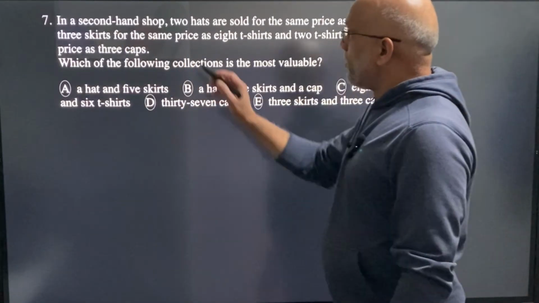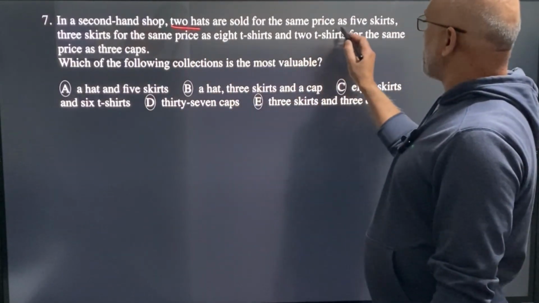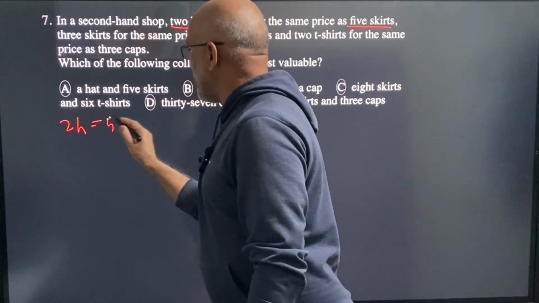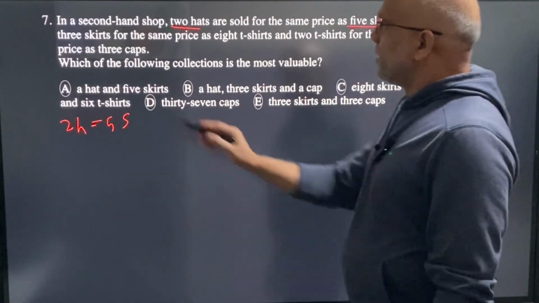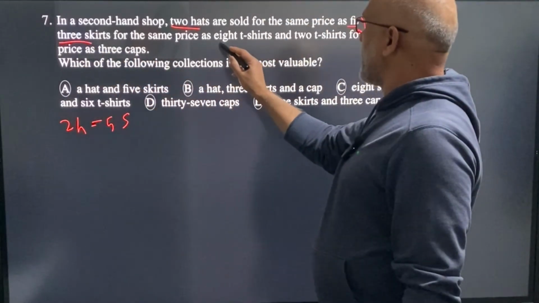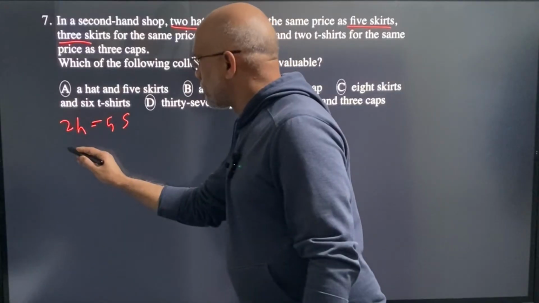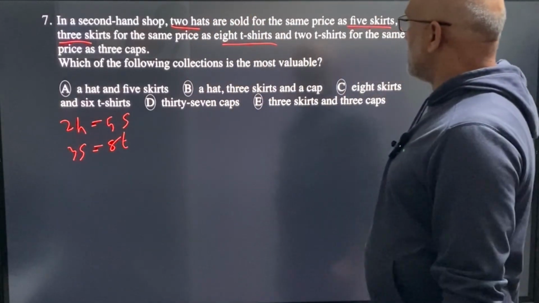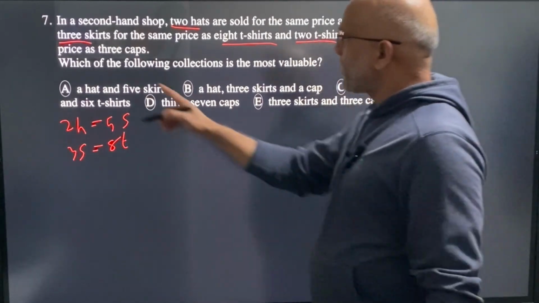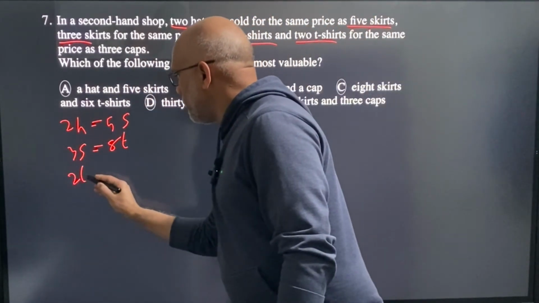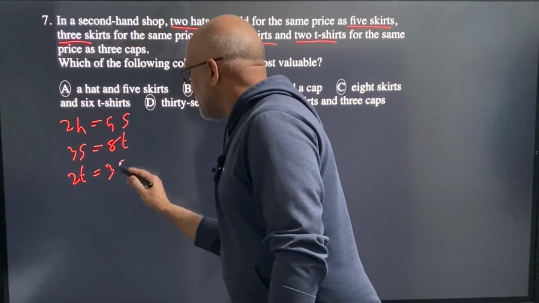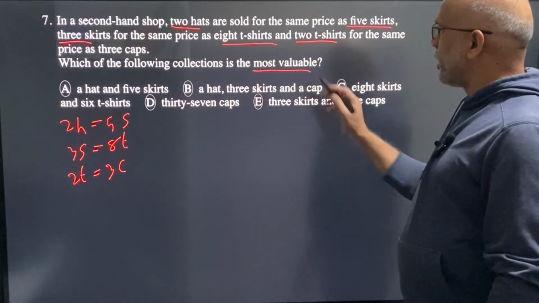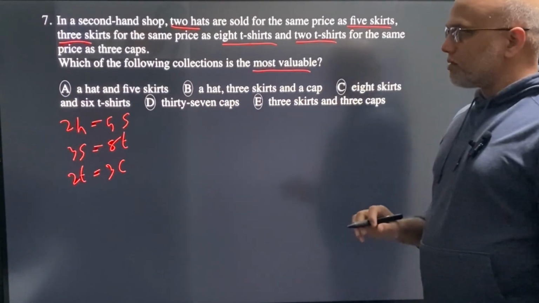In a second-hand shop, 2 hats are sold for the same price as 5 skirts. So 2 H for hat, 5 S for skirt. 3 skirts for the same price as 8 t-shirts. So 3S, 8 T for t-shirts, and 2 t-shirts for the same price as 3 caps. So 2 T, 3 C for cap. Which of the following collections is the most valuable? And we are given some collections.